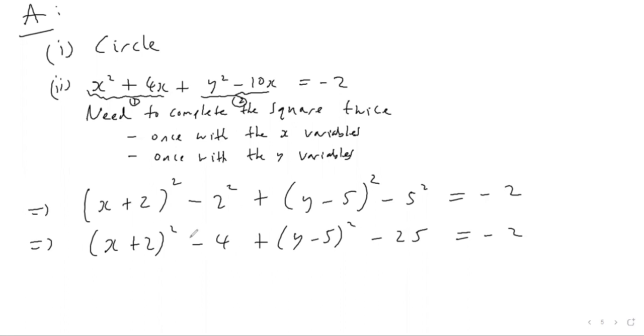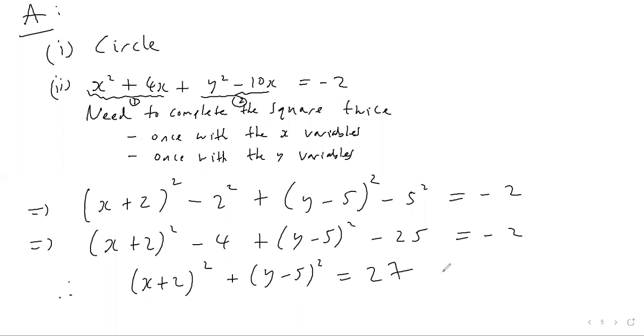equals -2. We can now add these constants to both sides, this 4 and this 25, to both sides. So therefore we get x plus 2 all squared plus y minus 5 all squared is equal to 4 plus 25, that would be 29, take away 2, 27, so this equals 27.